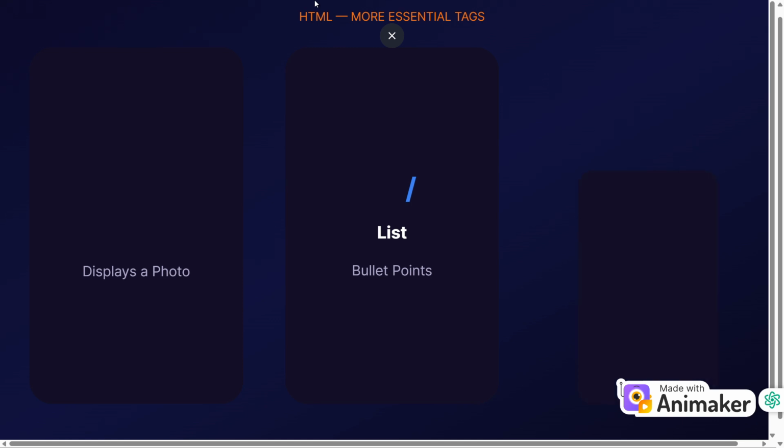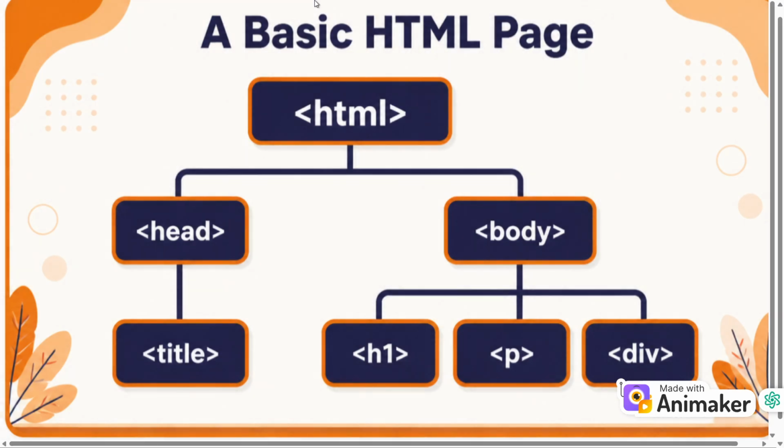list. And the div tag is a container, a box that groups other elements together. You'll use div constantly as you build real pages. Every HTML page follows the same basic structure. You start with the HTML tag that wraps everything.